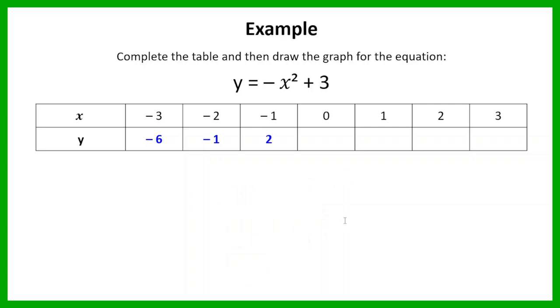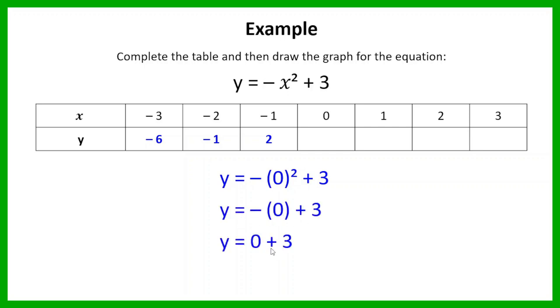Then if x is 0, I get negative 0 squared plus 3. That gives me negative 0 plus 3, but negative 0 is the same as 0. So it's just 0 plus 3, which gives me a y value of 3. If x is 1, I get y equals negative and then in brackets 1 squared plus 3. That gives me negative and then 1 plus 3, which is negative 1 plus 3, which if I simplify will give me 2. So if x is 1, then y is equal to 2.